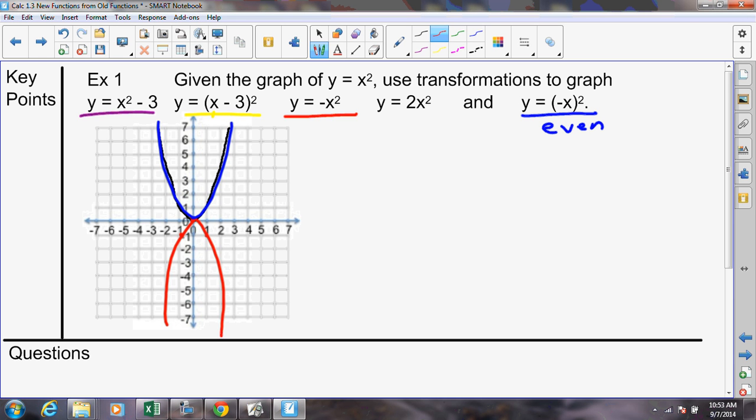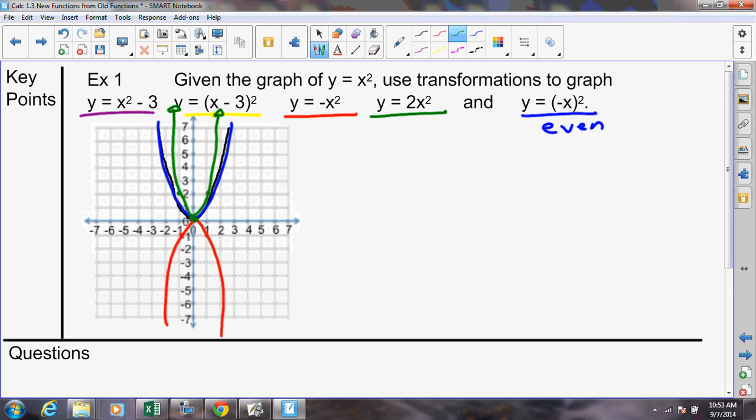Lastly, I need a new color. Let's go with green. I haven't used that one yet. We have 2x squared. This is one where we will take each one of these and multiply by 2. This is a vertical stretch by a factor of 2. So 0, and then 2, and there, and we wind up with something that looks like this.